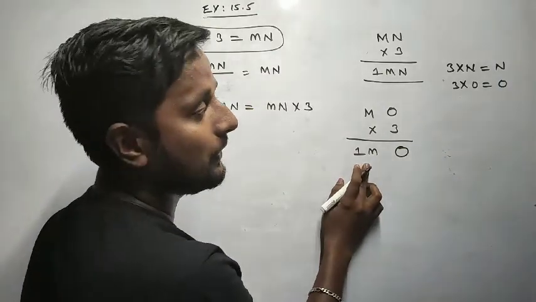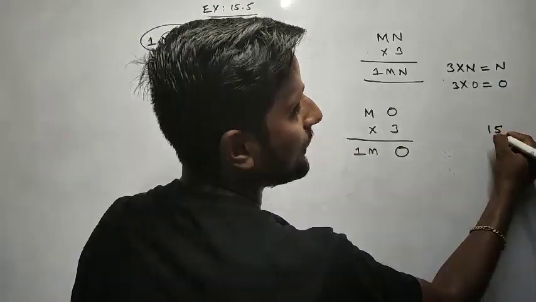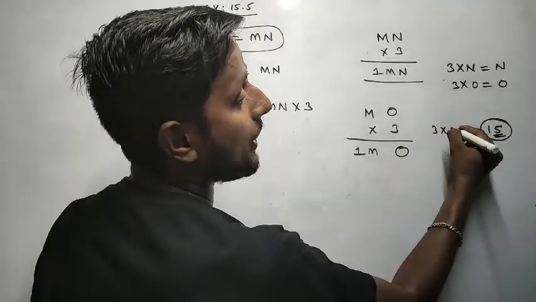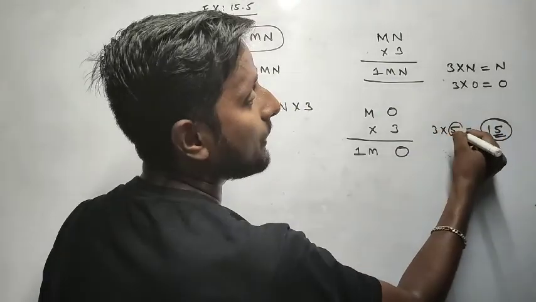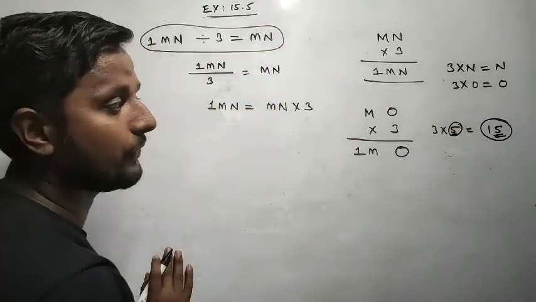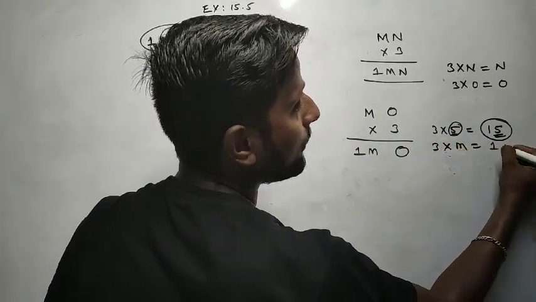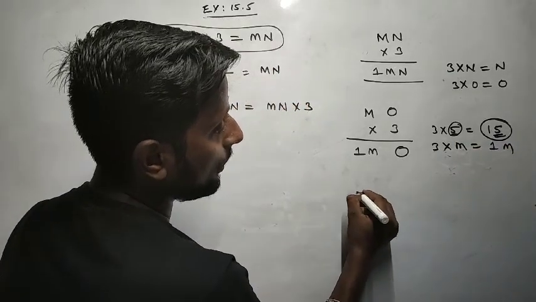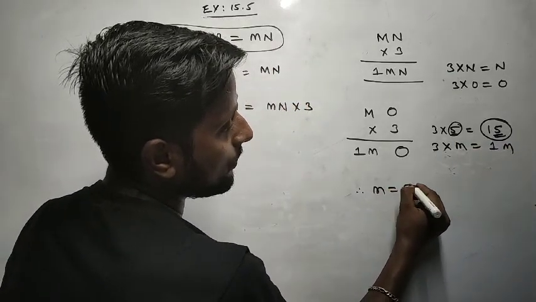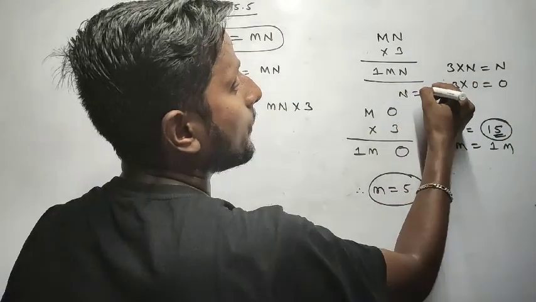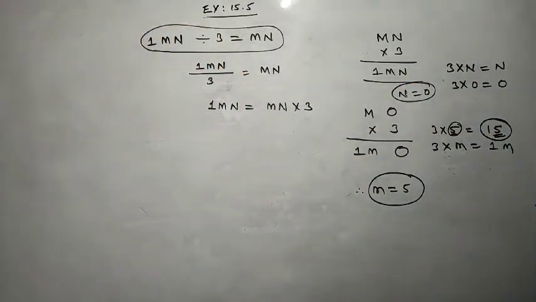Already in the 3 table, one ends with 5 only. Correct? Why? Because 3 fives are 15. That means we are multiplying with 5, and the number also ends with 5. Here 3 into m, its answer is 1m. Correct? So therefore m is equal to 5, and n is equal to 0. Correct? Right. This is the logical way of thinking.